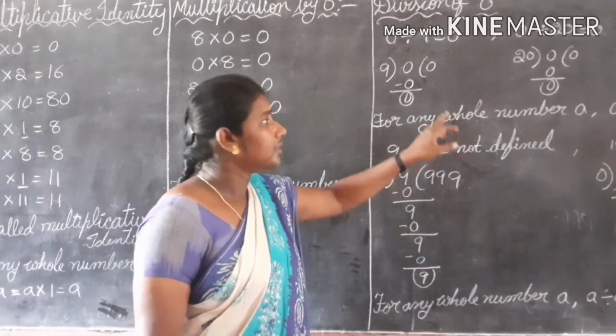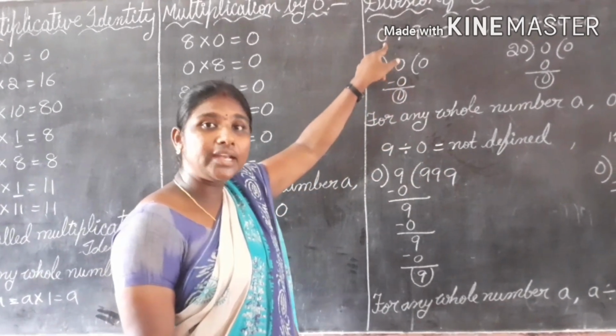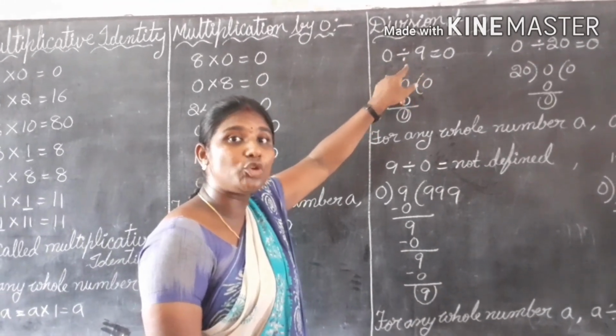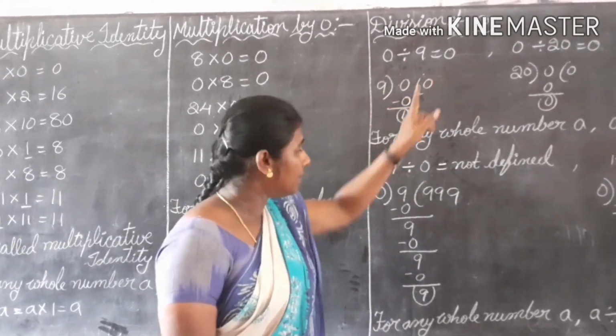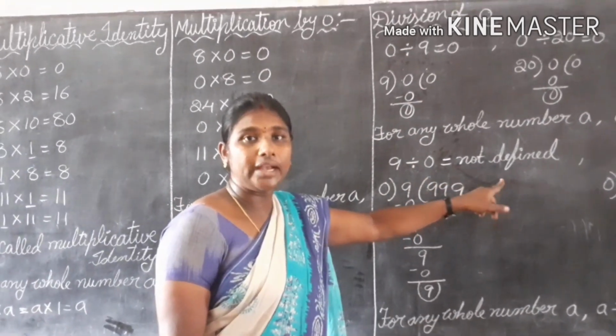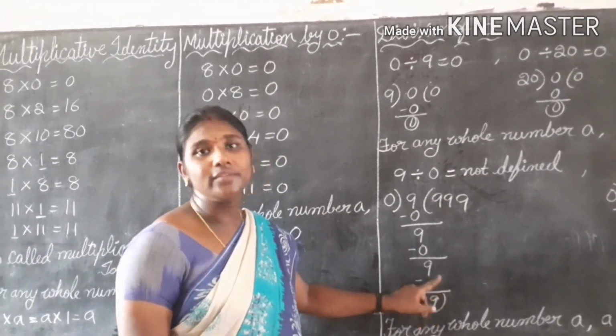Here, see, a little bit of confusion is there. Observe properly. When we divide 0 by any number, we will get 0. Any number divided by 0 is not defined. This is about division of 0.